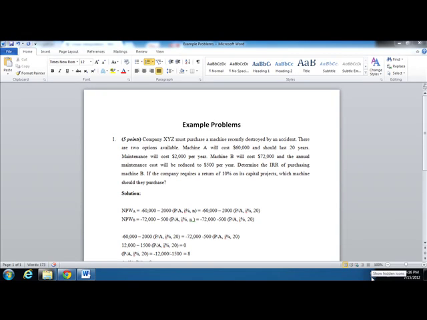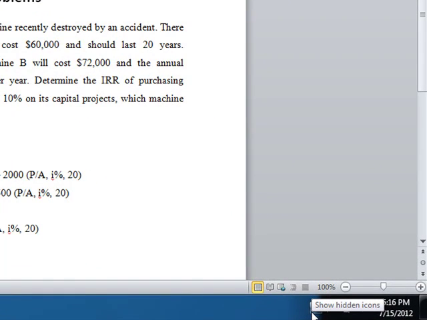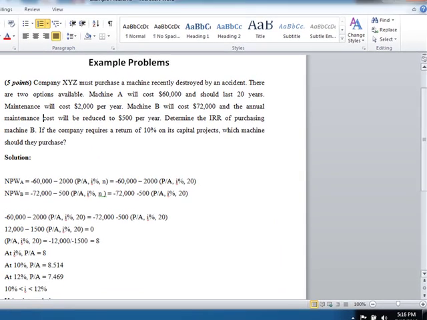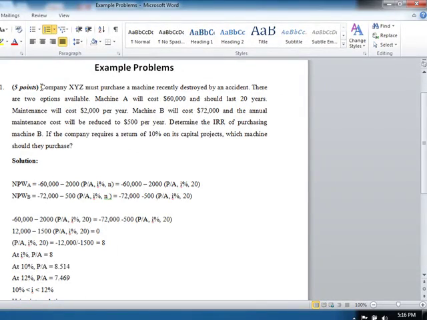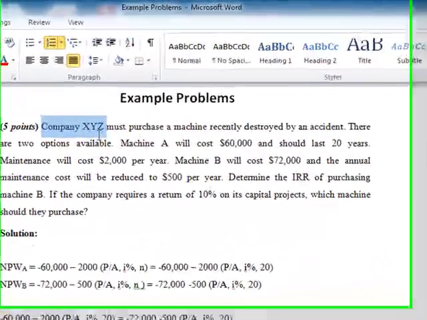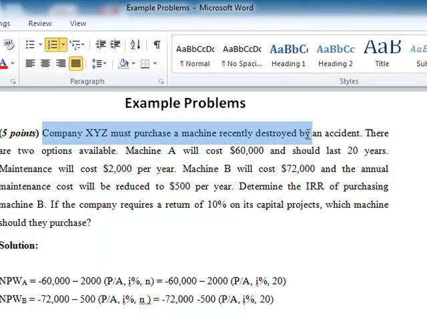Hi students, I'm going to explain one example problem in this video. Let's first read the problem and try to understand it. So the problem says that company XYZ must purchase a machine recently destroyed by an accident. There are two options available.